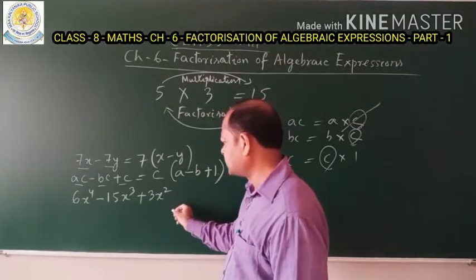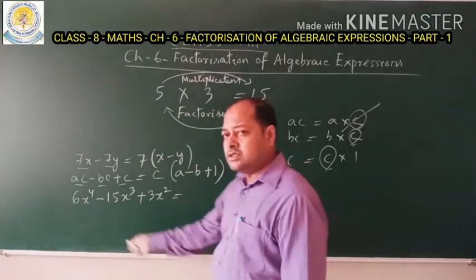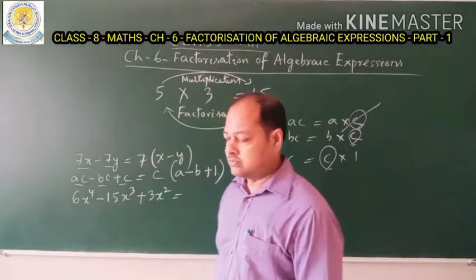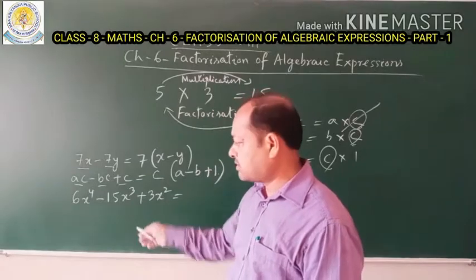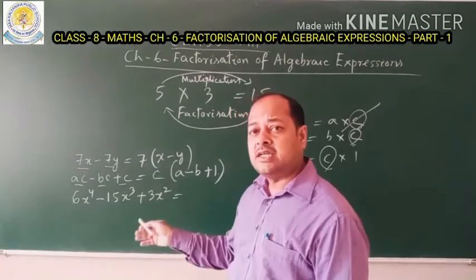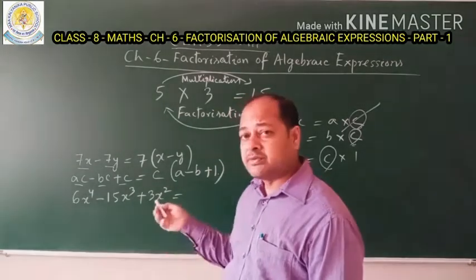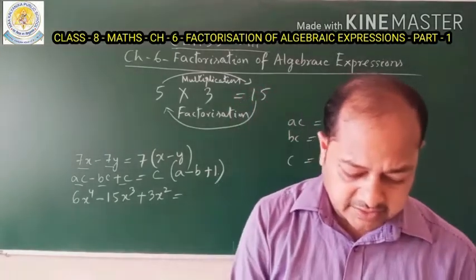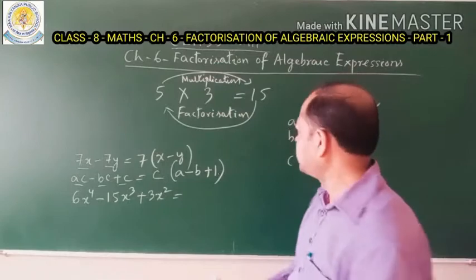Now look at this third example here. In this algebraic expression, that is 6x to the power 4 minus 15x to the power 3 plus 3x square, we have to see what is common here. So first of all, we will write the factors. So what are the factors? Let's find out.